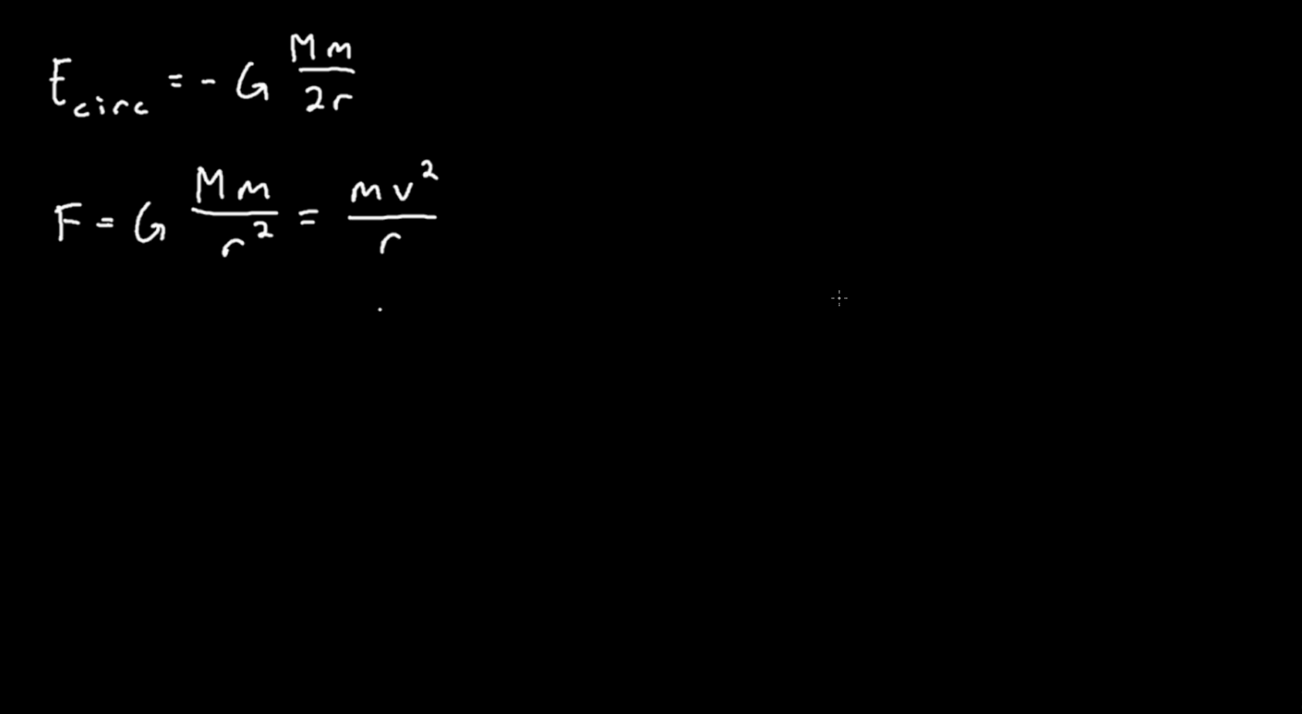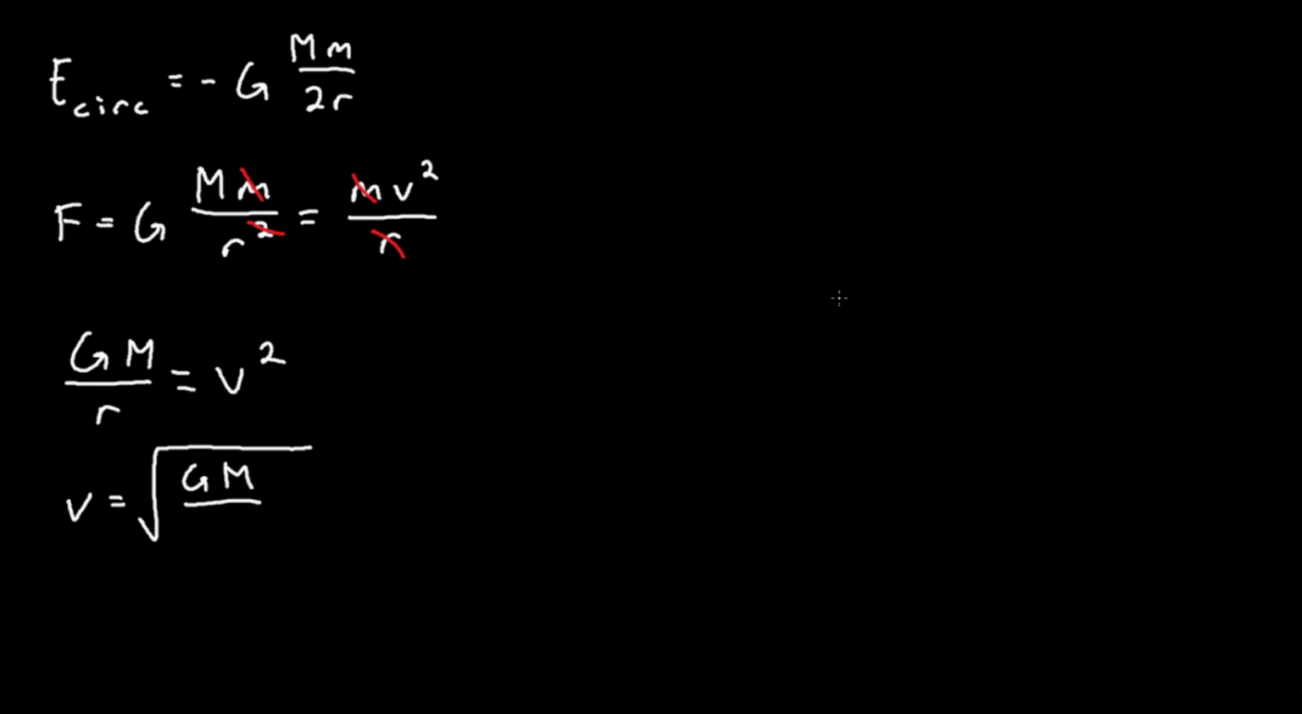Well, now that we have the centripetal force formula, we can cancel out the bottom r's, this exponent cancels out, and the little masses cancel out. So we get left with GM over r is equal to v squared. So using this velocity formula, we can derive that your velocity of something orbiting is determined by the square root of the gravitational constant times the mass of the large object over r.